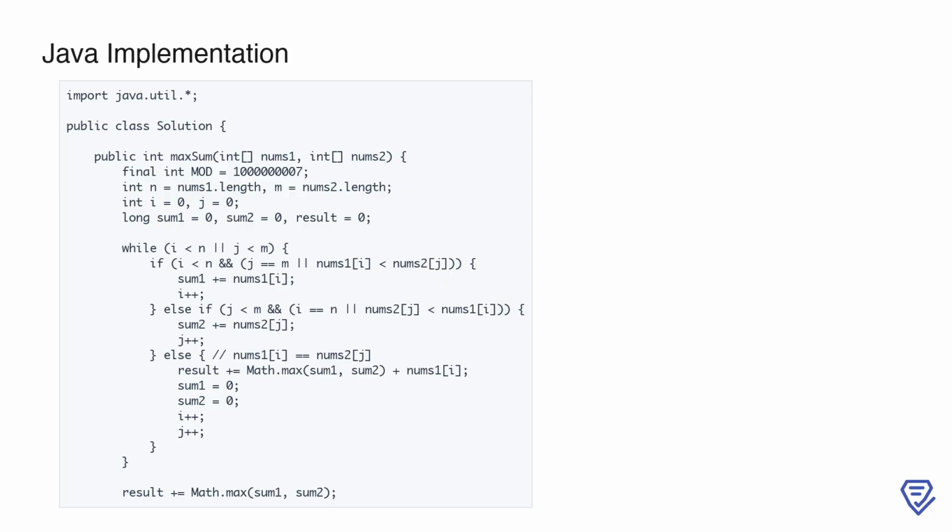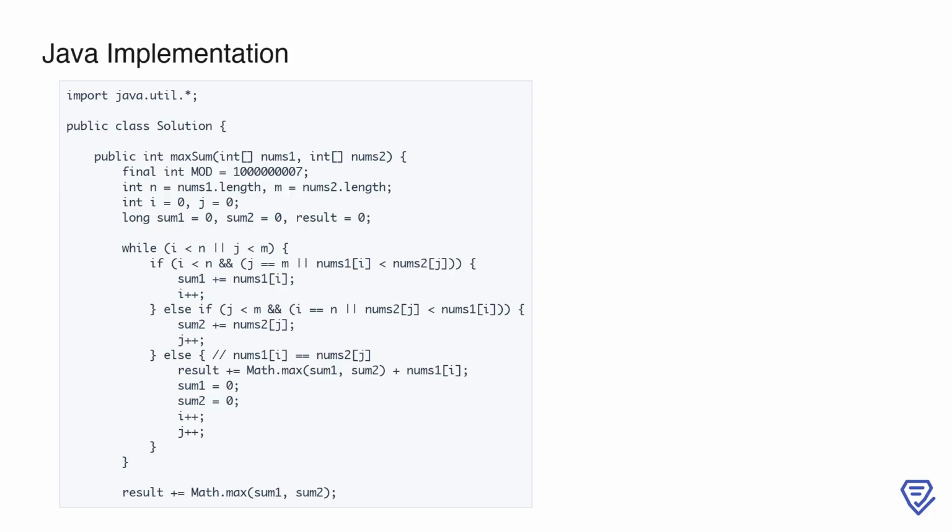The goal of this method is to calculate the maximum score by traversing through two sorted arrays, nums1 and nums2. To handle the large numbers, we define a constant mod set to 10 to the power of 9 plus 7, which will be used later to keep the result within bounds. We also initialize variables. n and m store the lengths of nums1 and nums2, respectively, while i and j will act as pointers for iterating through the arrays. Additionally, we set up sum1 and sum2 to accumulate sums along each array path, and result to keep track of the maximum score.